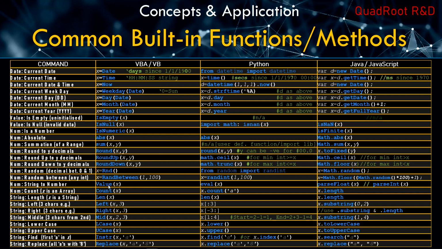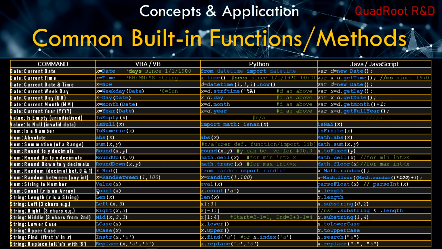Then you can convert a string to a number if it looks like a number but somehow it's a string. You can then force it to a number using Value in VBA, or eval in Python, or parseFloat in Java for floats, and parseInt for integers.